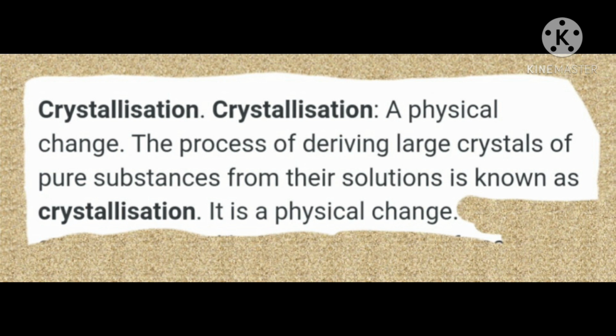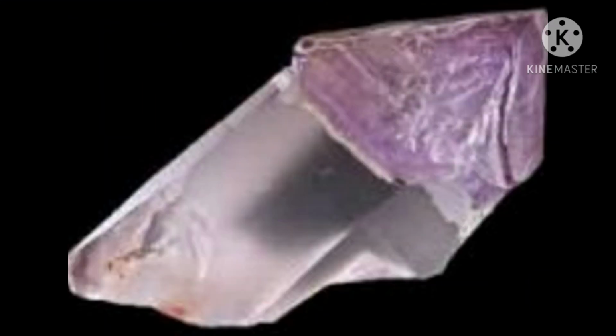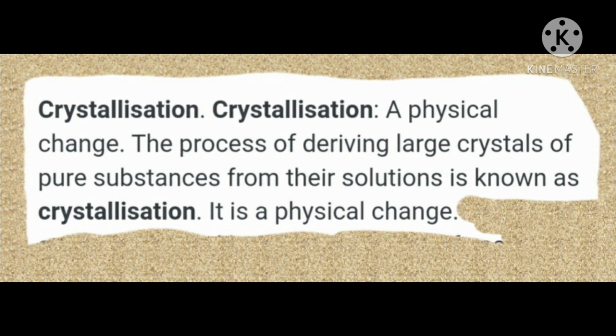How will you define crystals and crystallization, children? The solid particles having flat surfaces, straight edges, and regular shapes are called crystals. The process of cooling a hot concentrated solution of a substance to obtain crystals is called crystallization. The process of crystallization is used to obtain large crystals of pure solid substances from impure solid substances.